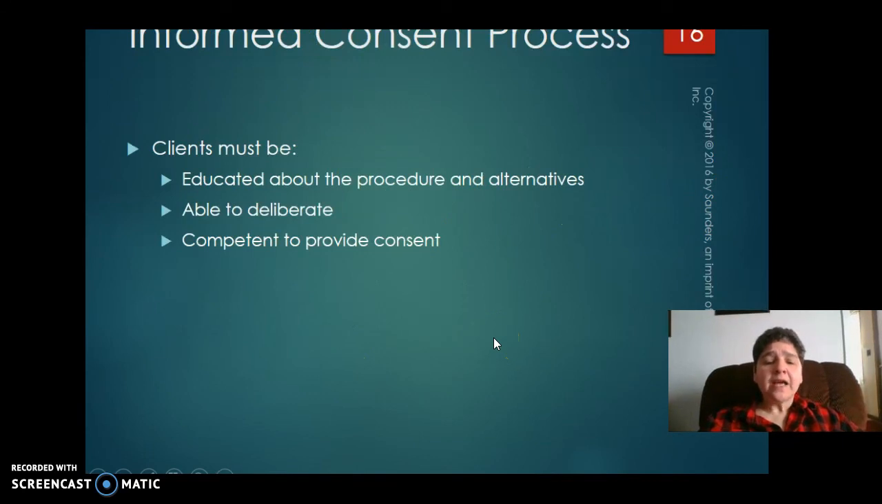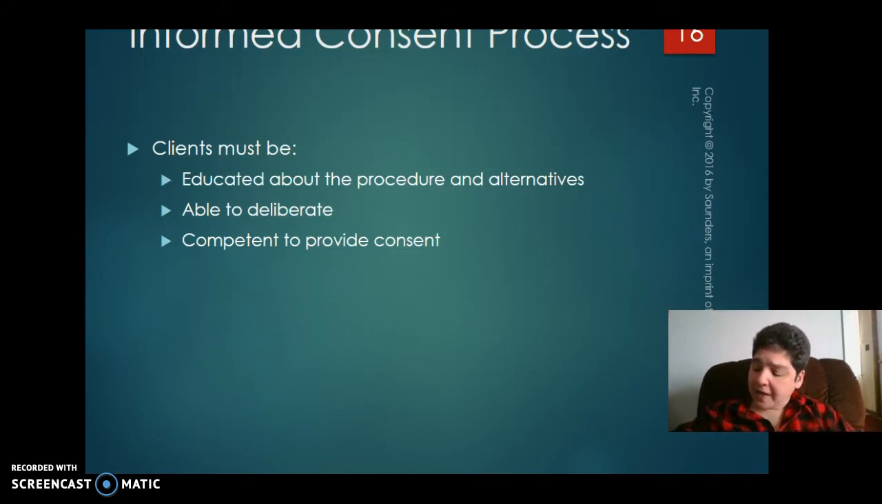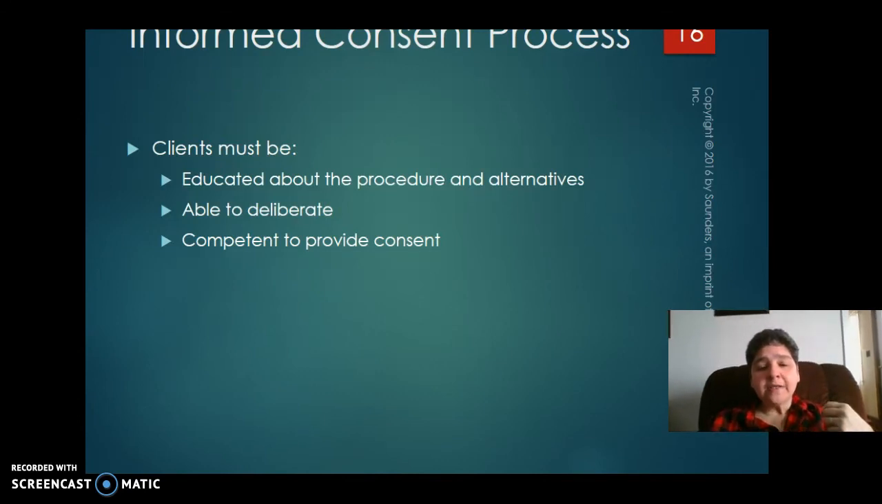Informed consent process. Clients have to be educated about the procedure and other alternatives. They have to be able to deliberate, so they have to be able to ask questions and see what other options are available. And they have to cognitively be able to understand this, and if they want more information, they have to be able to ask for that. They also have to be competent to provide consent. So if we deem that they're not mentally competent, then they can't provide the consent for that particular procedure.